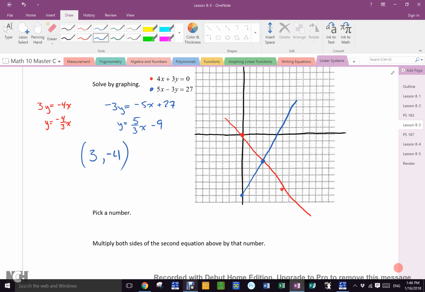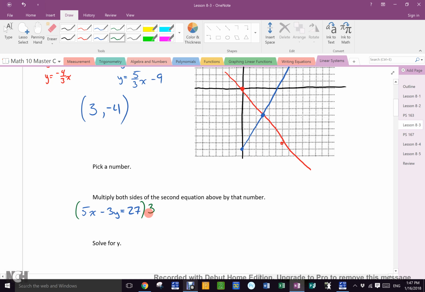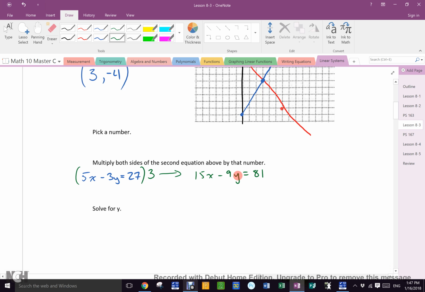Now, take that number that you have in your head and multiply this equation by the number that is in your head. So I am going to use 3. You use whatever you want. You may need to use your calculator. Just do this. That is going to get me 15x minus 9y equals, no, 27 times 3, dude. 81. Has everybody done their multiplying?